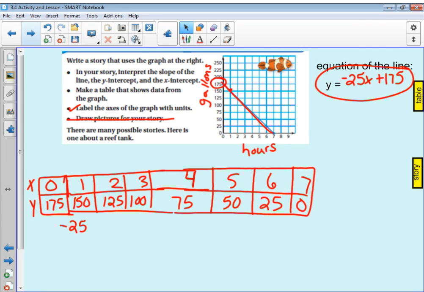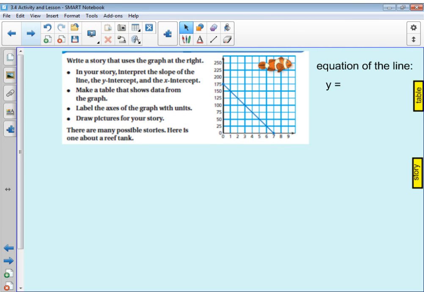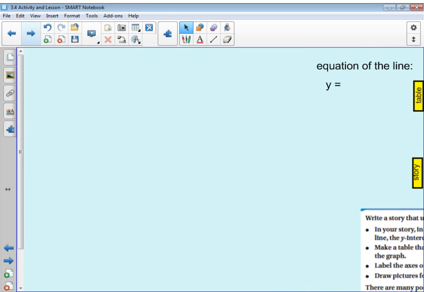Okay, so our whole objective in this activity is just to understand a little bit more about some real world scenarios as to why we're using that y-intercept equation.